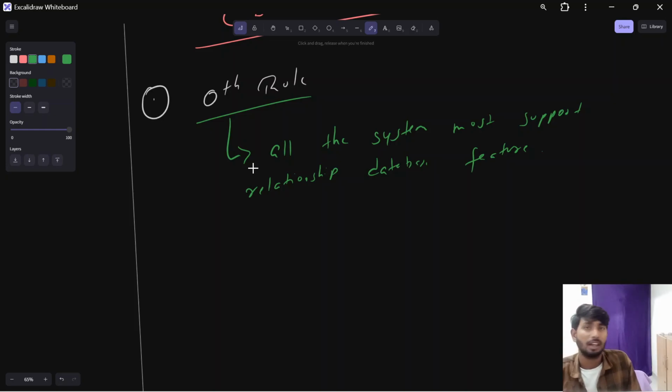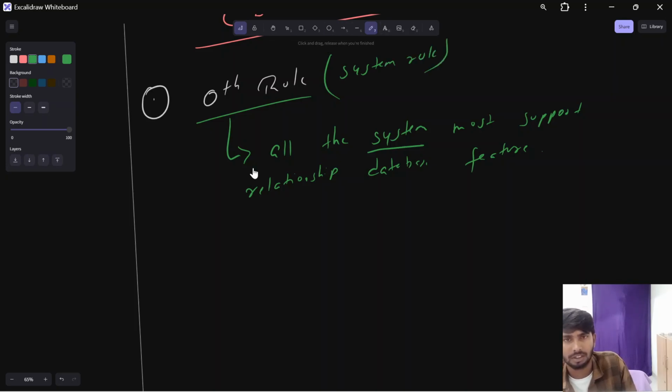Okay, understand? All the systems must support relational database concept features. It is also named the zeroth rule. We can say it's a system rule. This is talking about the system now. It is a system rule. Okay, first thing done. Now we have the second.